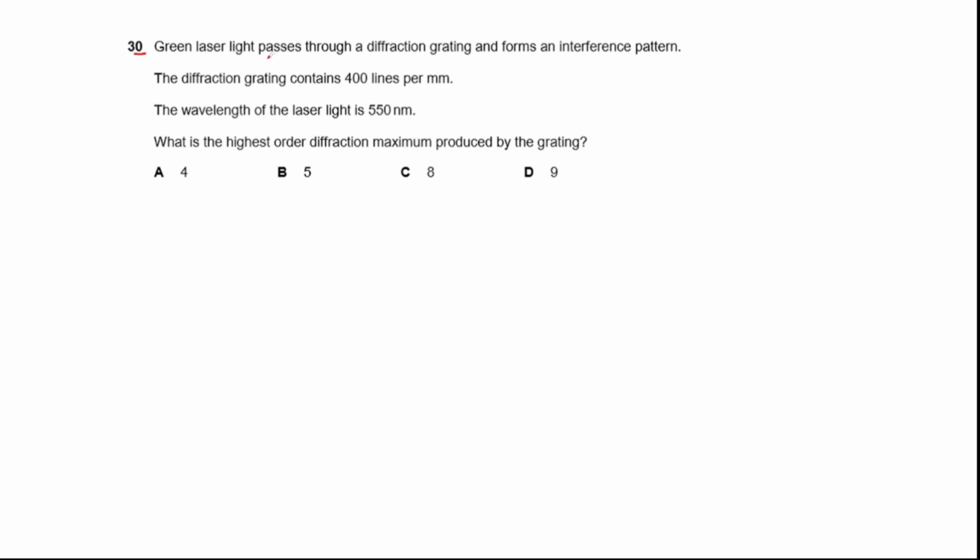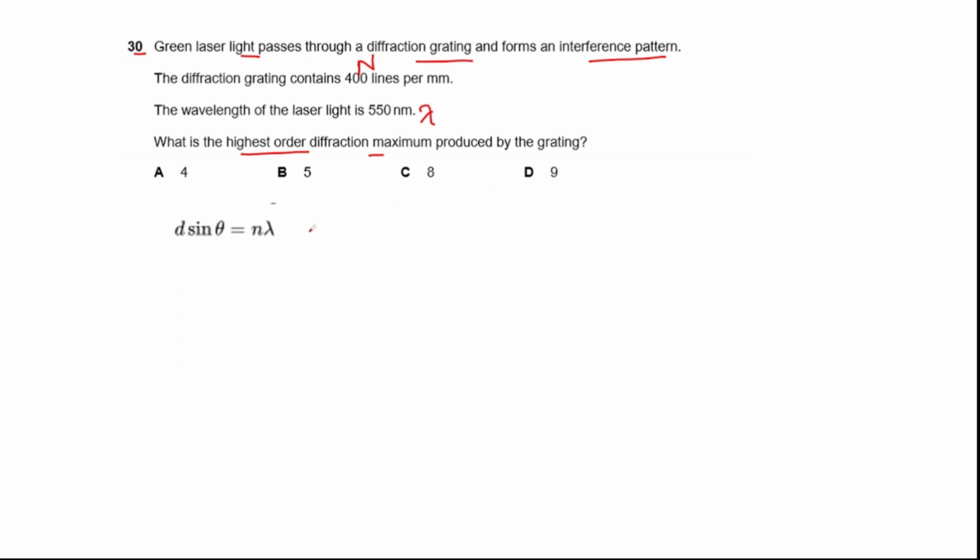Question number 30. Green laser light passes through a diffraction grating and forms an interference pattern. The diffraction grating contains 400 lines per millimeter. The wavelength of the laser light is 550 nanometer. What is the highest order of diffraction maximum produced by the grating?